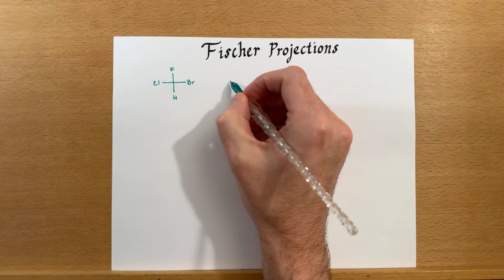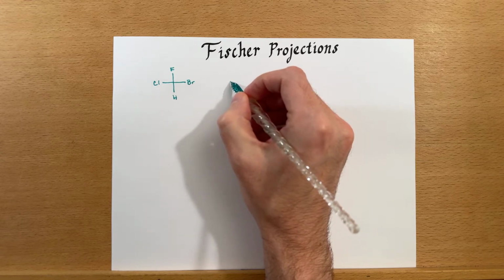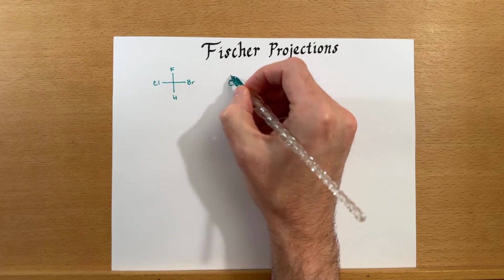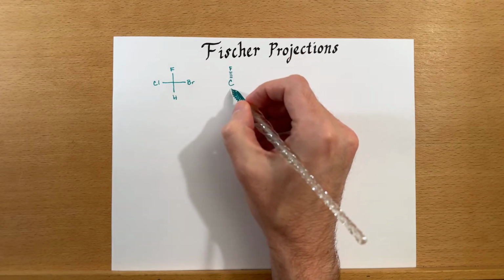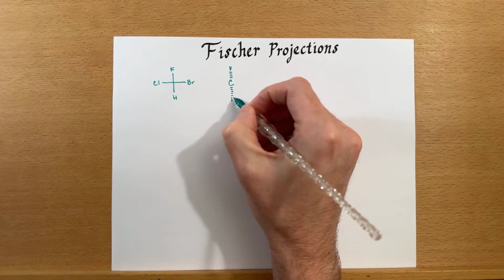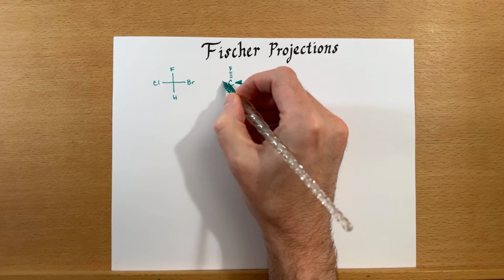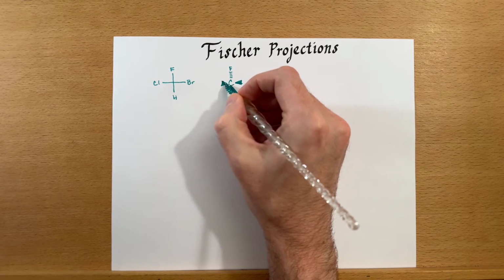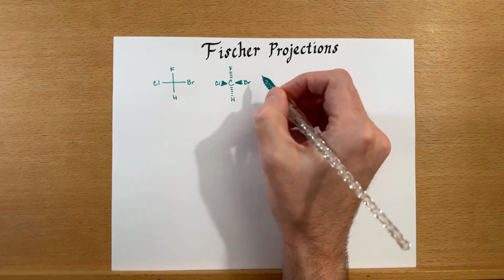So if I were to translate this into a wedge and dash notation, it would look like this. I have the fluorine pointed away, the hydrogen pointed away, and I have the chlorine and bromine pointed towards me.